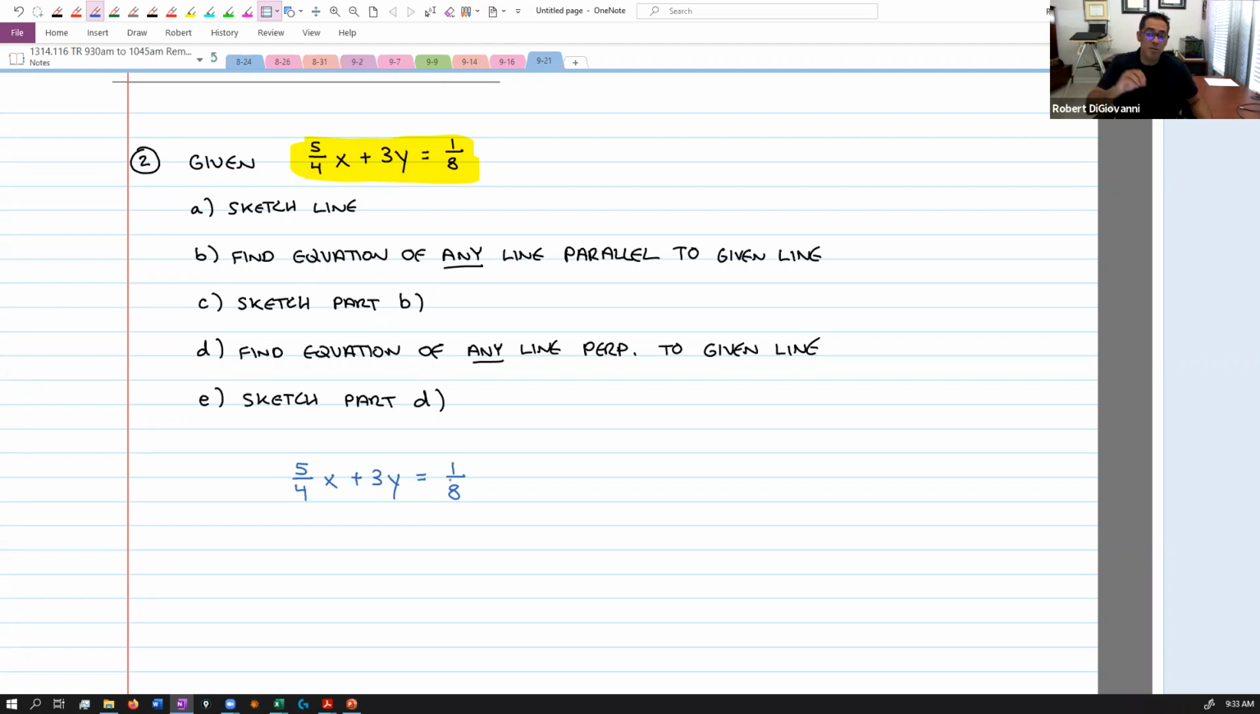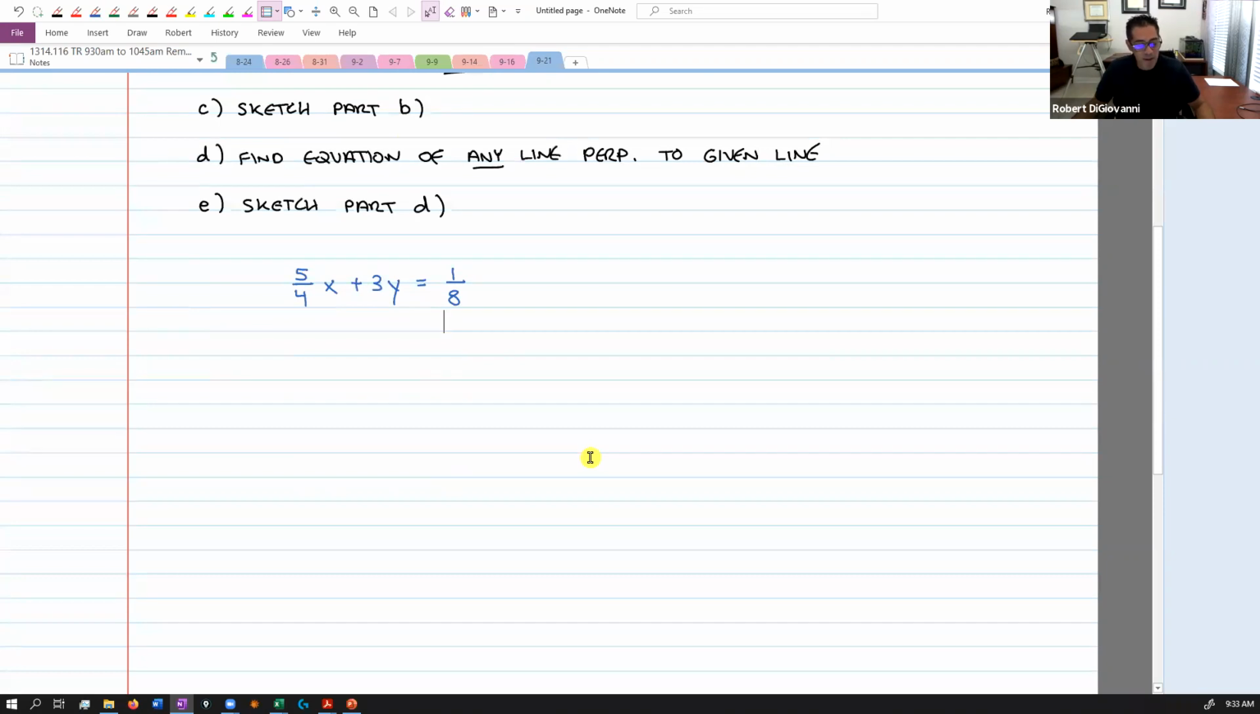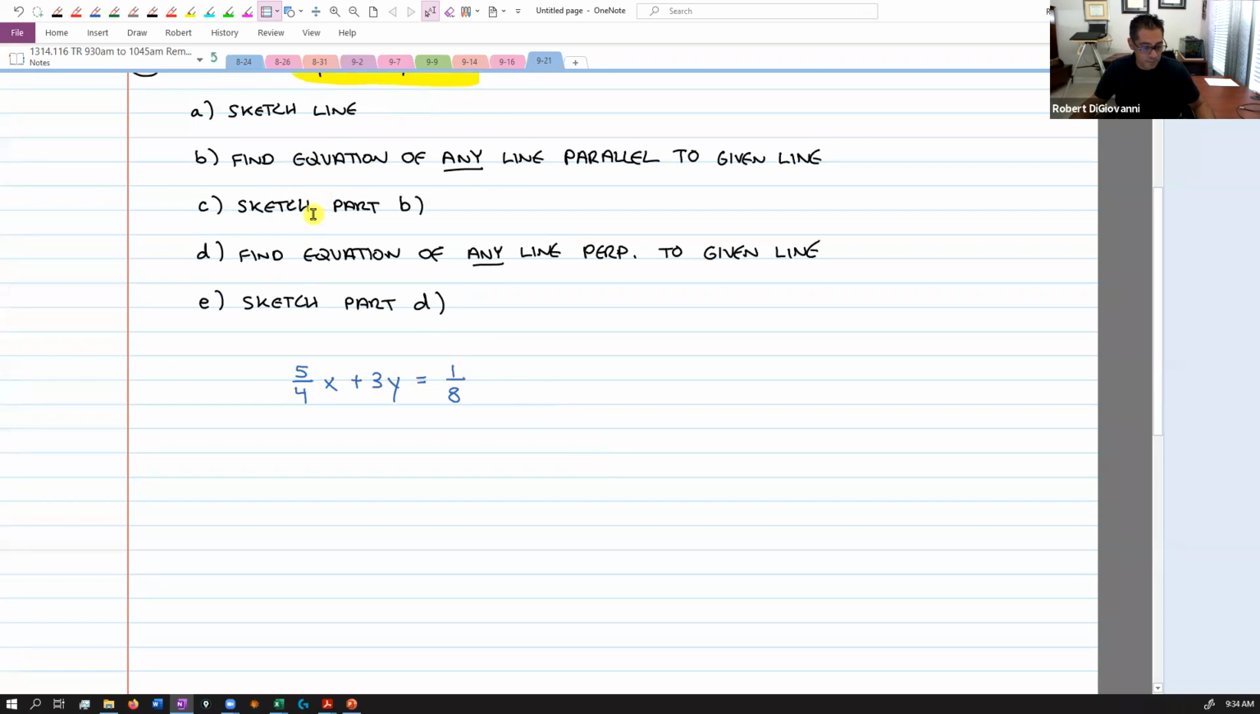The other thing is to do the slope-intercept method where I solve for y. So let's do the slope-intercept method because it was the second method we learned. Let's try and solve for y, okay? I think that'll help us when we do parts B, C, D, and E. So I'm going to solve for y. I'm going to try and get the 3y by itself first. So to get the 3y by itself, I have to subtract 5/4 x on both sides. That way it'll go away on the left.